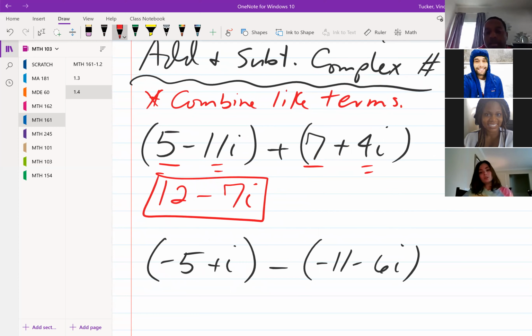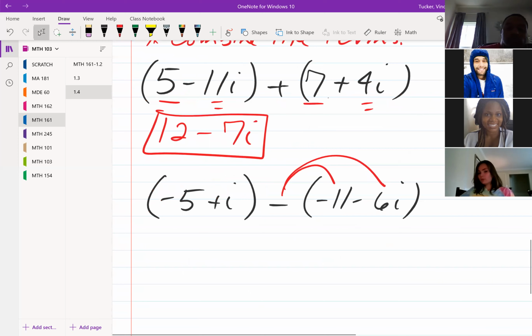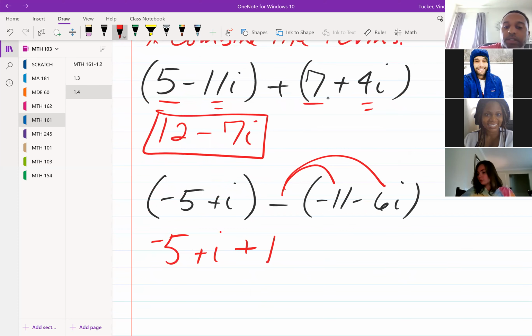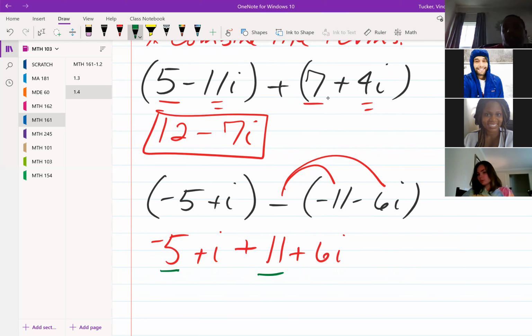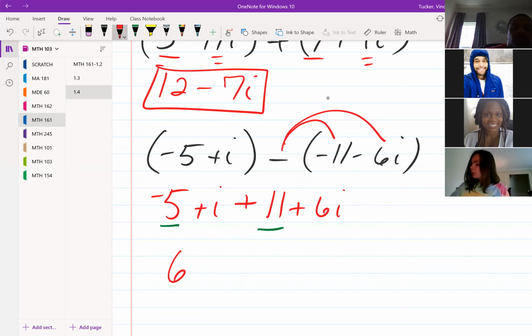All right, negative 5 plus i minus the quantity of negative 11 minus 6i. So just like before, when dealing with regular algebraic terms, you would distribute your negative first. Negative 5 plus i, and it would be minus negative 11, plus 6i. So both of those signs will change. So it's negative 5 plus i plus 11 plus 6i. From there, combine your like terms. Negative 5 plus 11 is 6. 1i plus 6i is 7i.